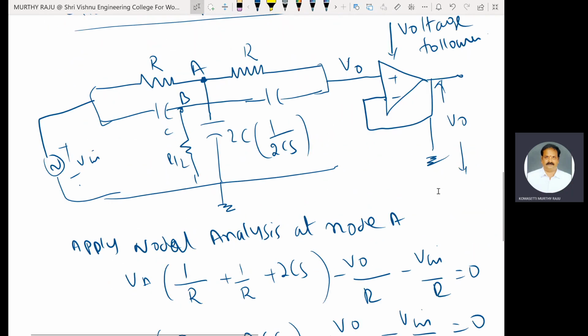Next, apply nodal analysis at point B. That is VB into 1 by CS, this one is 1 by CS, this one is 1 by CS, so 1 by CS plus 1 by CS. Adjacent node voltage is Vin by 1 by CS, minus V0 by 1 by CS. One more is there, R by 2, that is 2 by R.